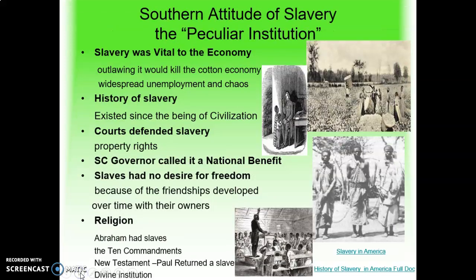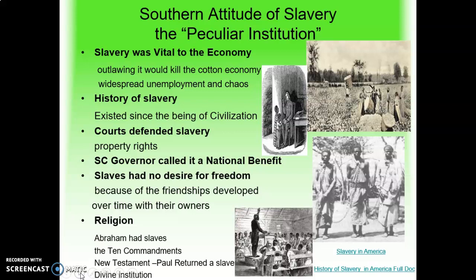So what was the Southern attitude towards slavery, or this particular institution? They saw slavery as a vital need to the economy. Outlawing it would kill the cotton economy, causing widespread unemployment and chaos. Southerners would quickly point to the history of slavery. It had existed in every civilization in world history, dating back to, remember world history, the Sumerians, the Egyptians, the Greeks. They all had slaves. Remember old world slavery, guys? These were slaves that were pretty much prisoners of war, or that's how they made up their slave population.